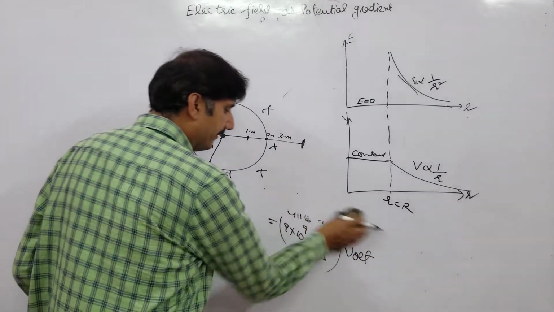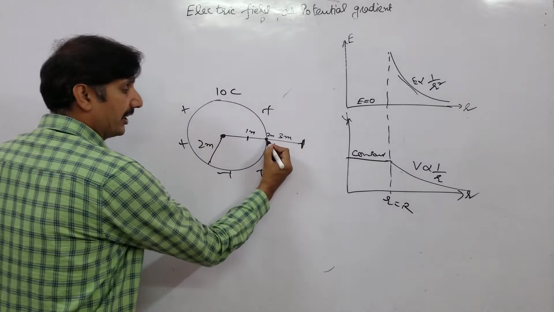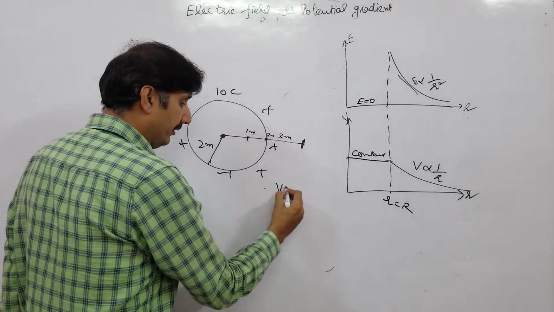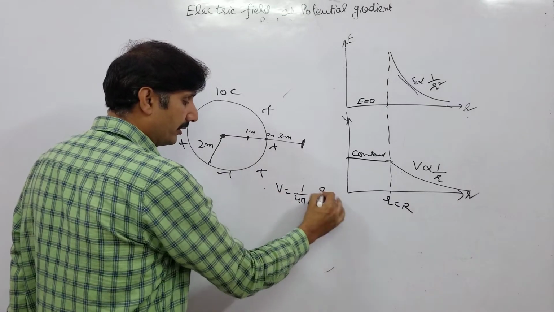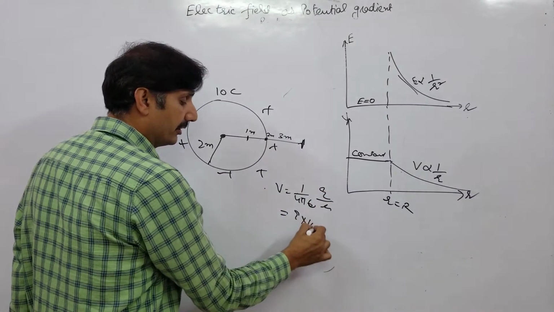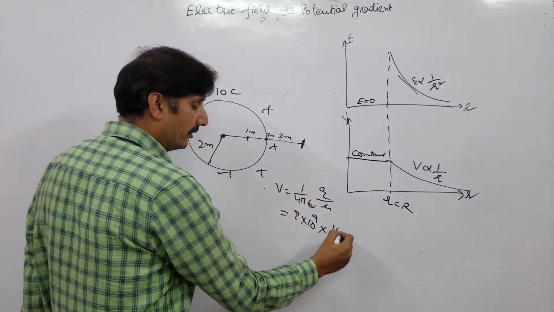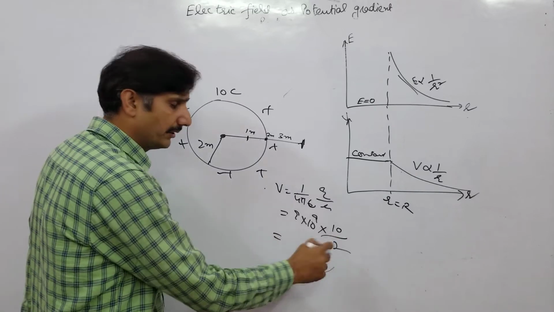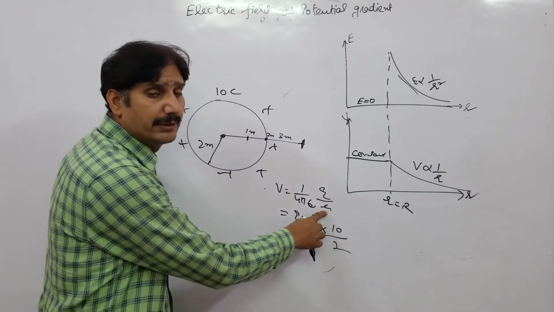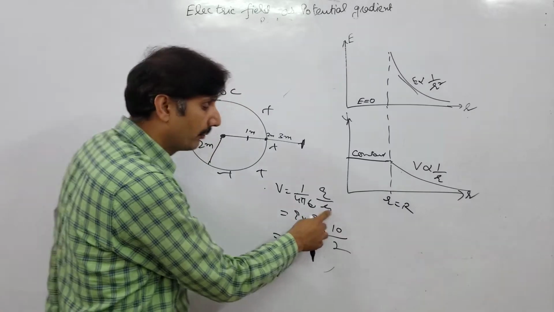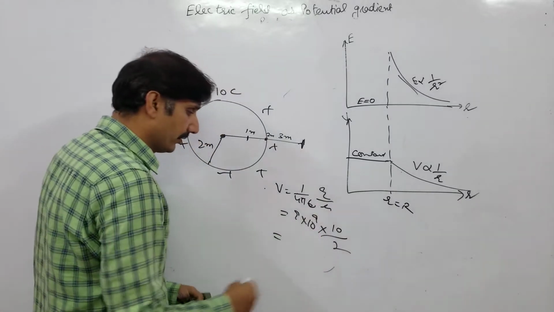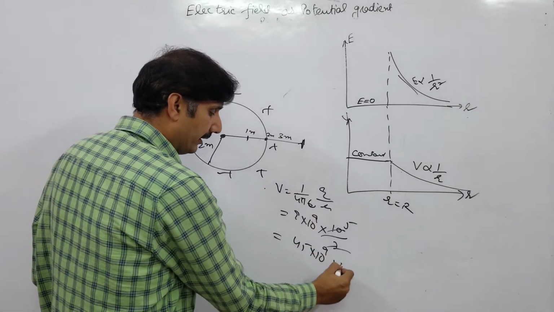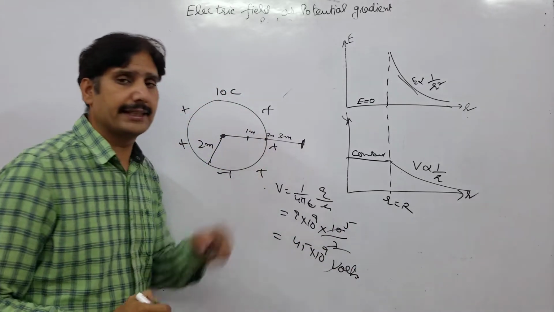Then tell me, what is the potential at the surface? No issues at all. Again, V is equal to 1 by 4 pi epsilon naught q by r. This is 9 into 10 raised to the power 9. Q is 10 coulombs divided by 2. It is just the same, r has been replaced from 3 meters by 2 meters. So this will become 45 into 10 raised to the power 9 volts. This is the potential at the surface.